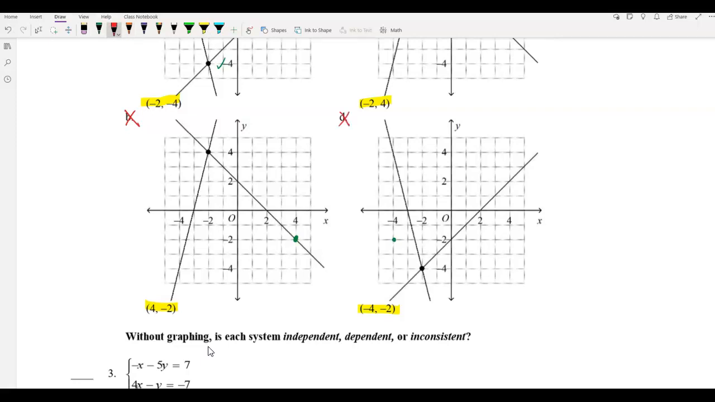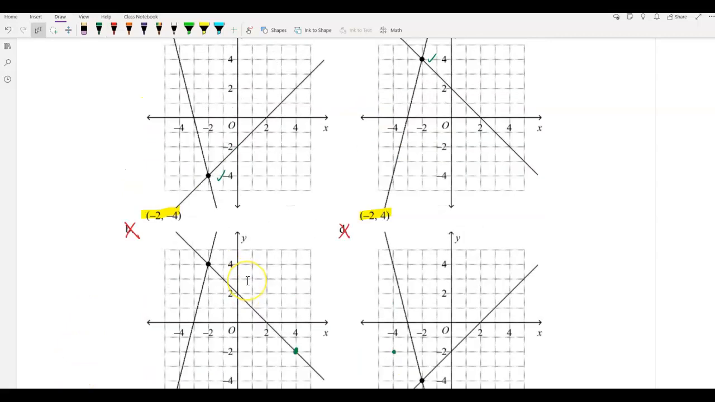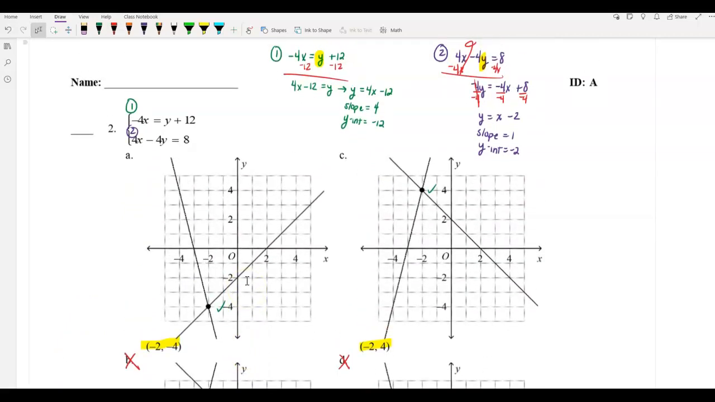So right now we're back down to a 50-50 shot between A and C, and we're going to be strategic again. This one has a y-intercept of -12. I can't really find that here, but this one has a y-intercept of -2. So let's see if we can find a y-intercept of -2. This one here and here. Only one of these has a y-intercept of -2, and in this case it is, once again, A.